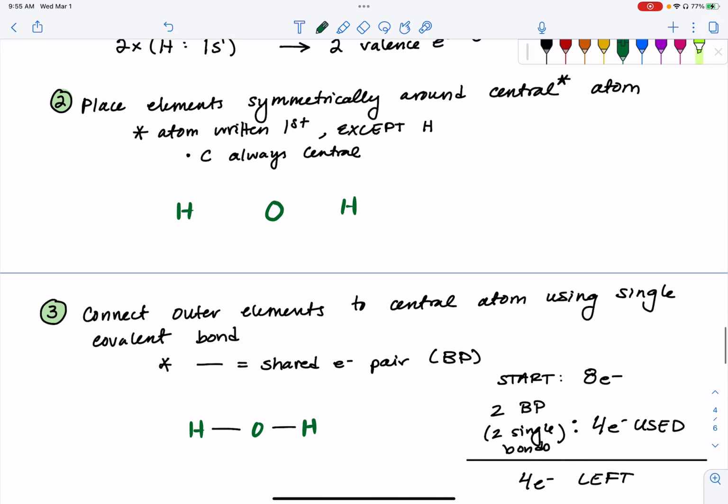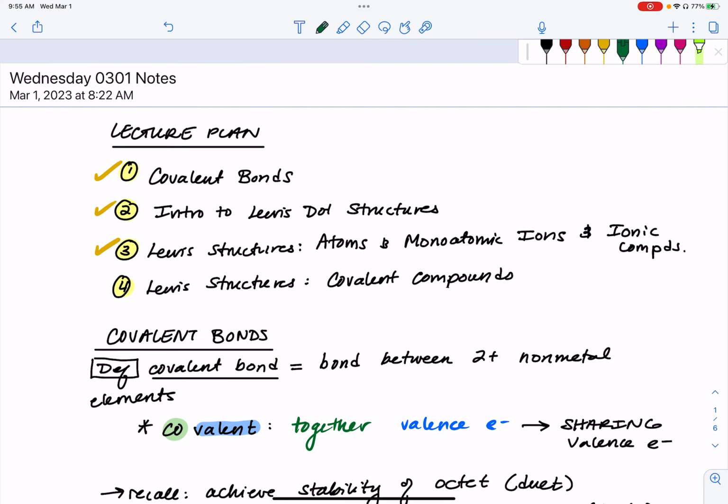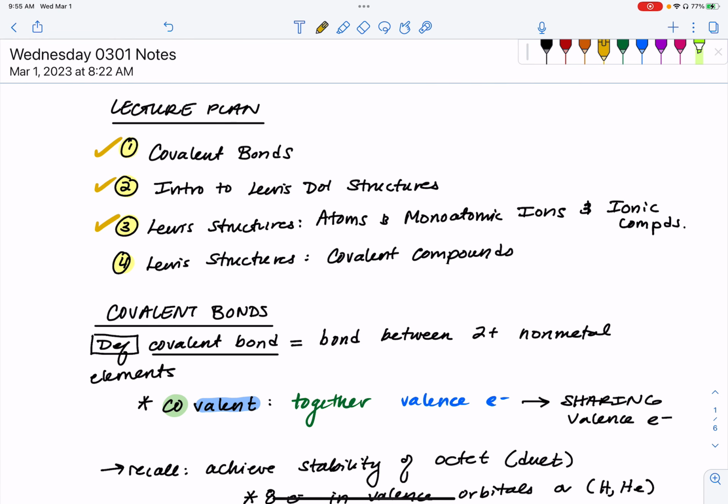So on Friday, like I said, we'll practice with more complex covalent compounds. And that wraps it up for our topic list for today, Wednesday, March 1st.